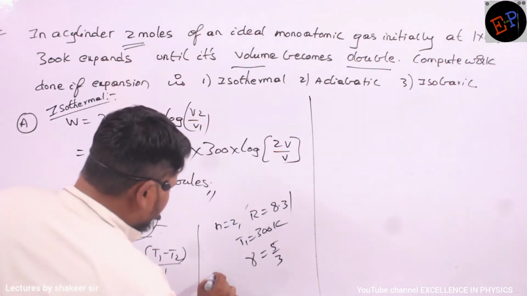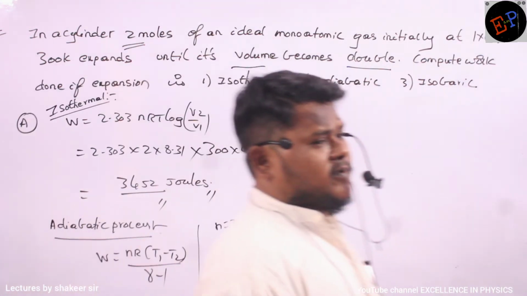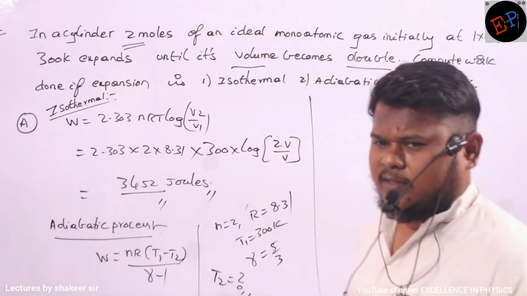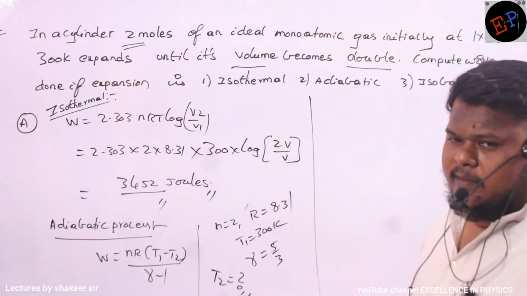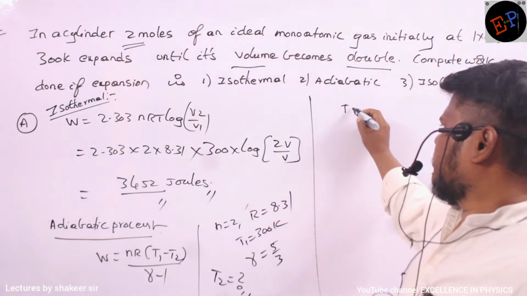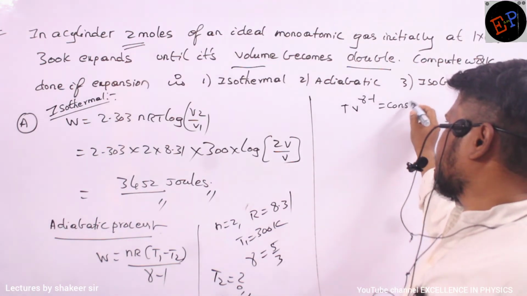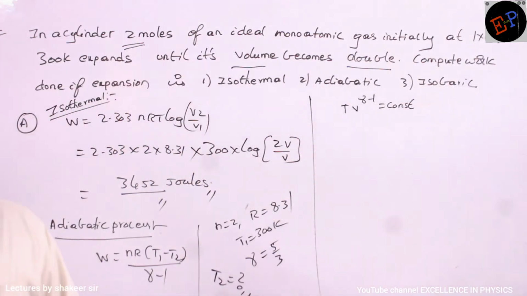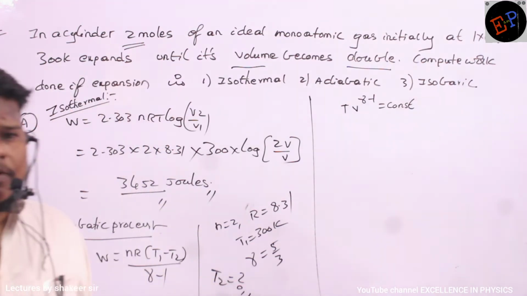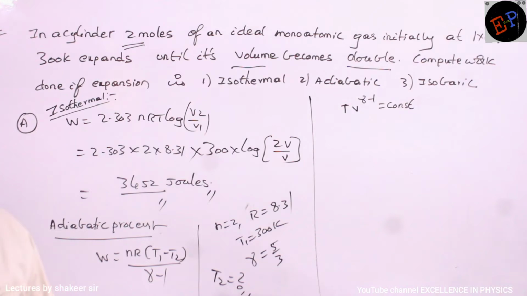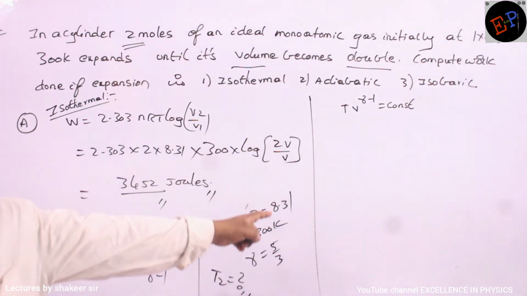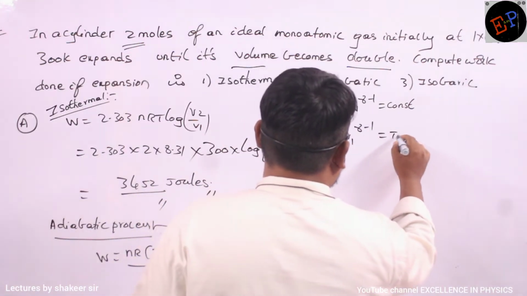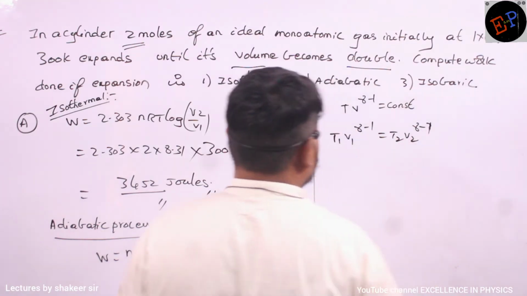So, how can I calculate the T2 value? T2 value is not given. When I expand this to double volume, what is the final temperature? That I don't know. Can you say how I can do it? Anybody? There is a relation: T V power gamma minus 1 is a constant. These are the equations which we have to write in the case of an adiabatic process: P V power gamma, T V power gamma minus 1, P T power 1 minus gamma, all of them are constants. So I can write T1 V1 power gamma minus 1 is equal to T2 V2 power gamma minus 1.